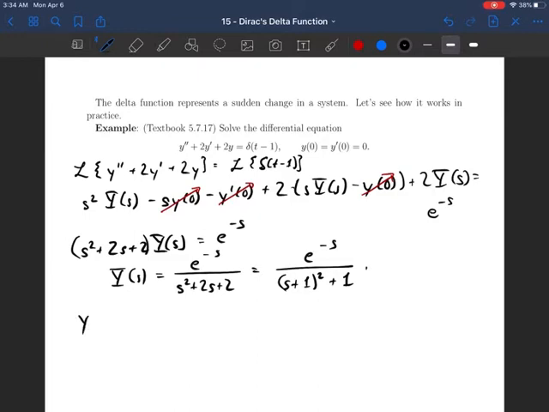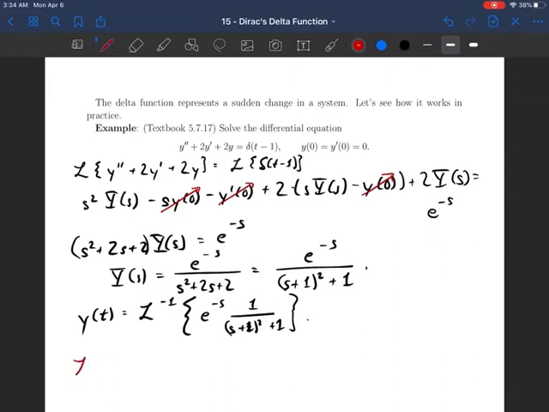Now, using completing the square, we can rewrite this denominator as (s plus 1) squared plus 1. All right, so now we need to find the inverse Laplace transform of this guy. y(t) will be equal to the inverse Laplace transform of e to the minus s. Well, let's rewrite this in a slight way: e to the minus s times 1 over (s plus 1) squared plus 1.